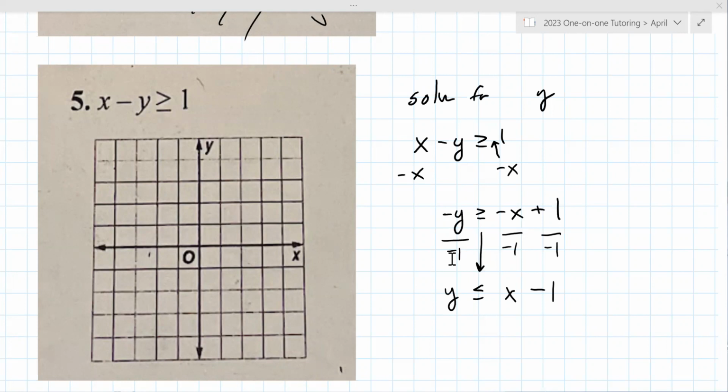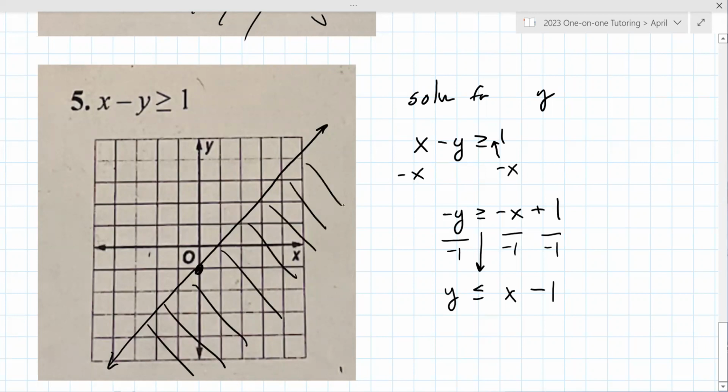All right, I got it graphed. Okay, so it should be down here. And then we got 1 over 1. Yeah. Solid line this time. Mm-hmm. And you're shading below. Got it. Although, oh yeah, that is true.